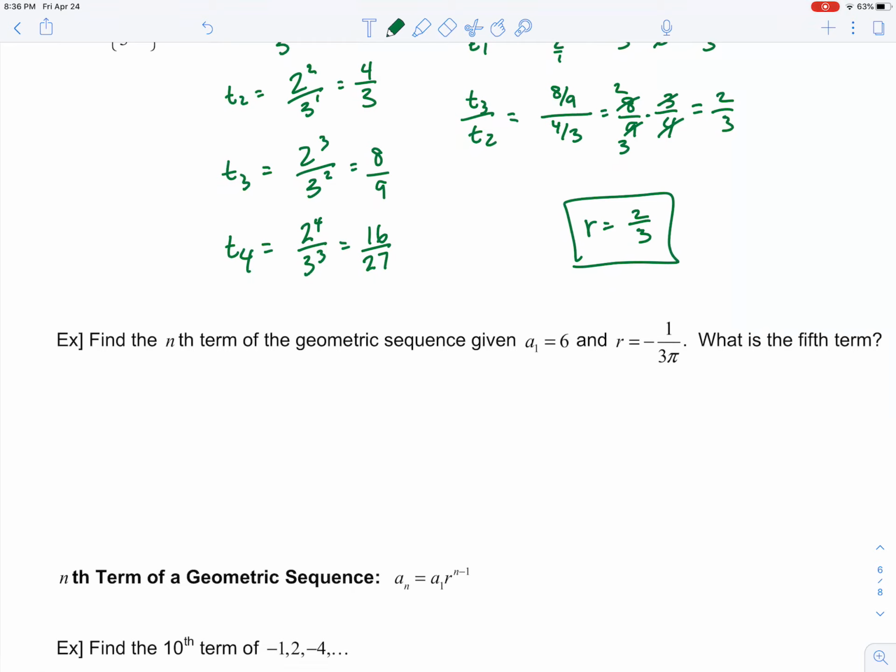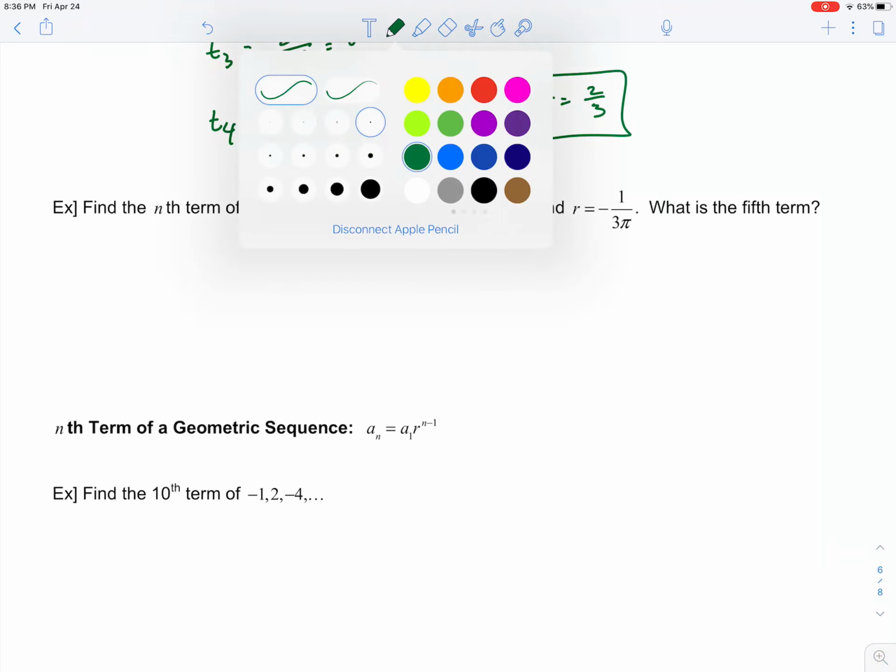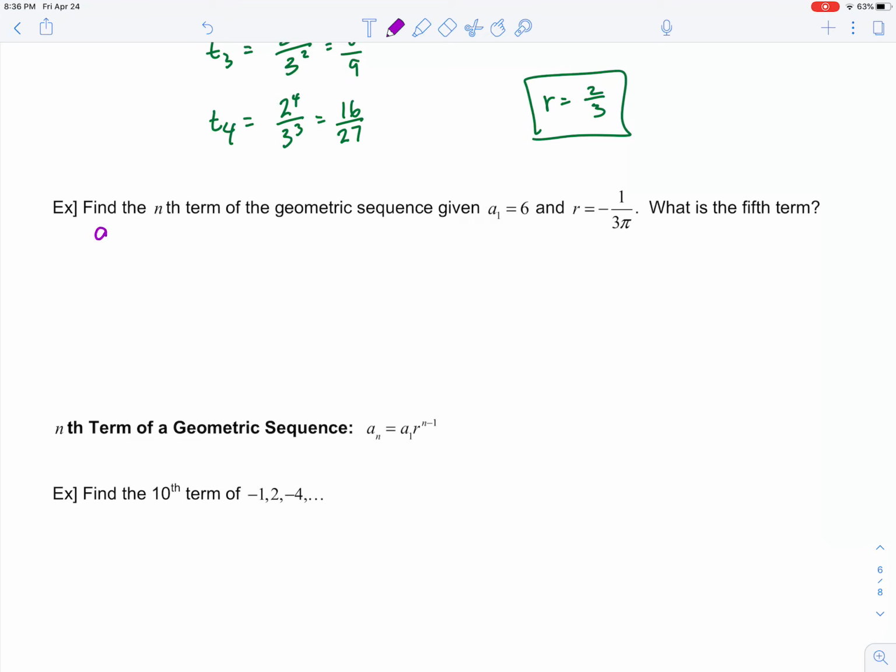All right, this next one is asking us to find the nth term of the geometric sequence given the first term and the common ratio. So let's go ahead and list out some terms and see if we notice anything interesting. So the first term is 6. The second term would be the first term times the common ratio. So 6 times -1 over 3 pi. We can reduce that, we get -2 over pi.